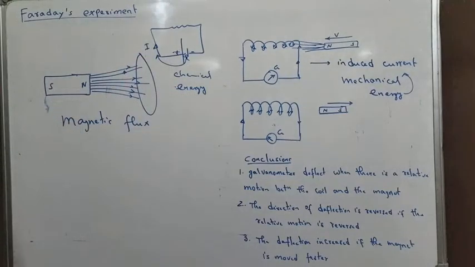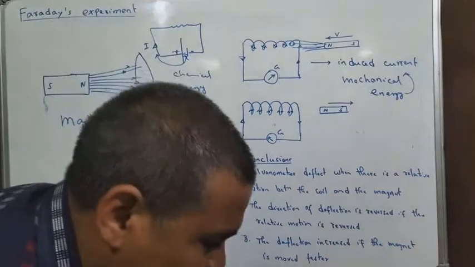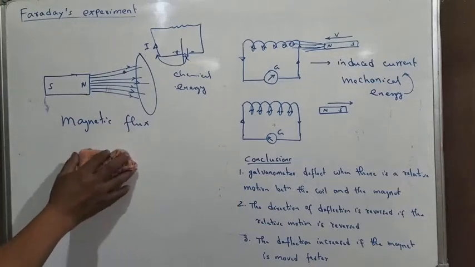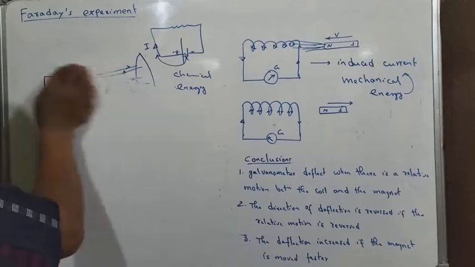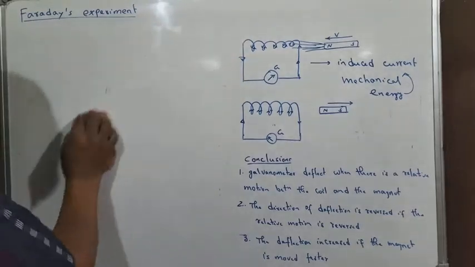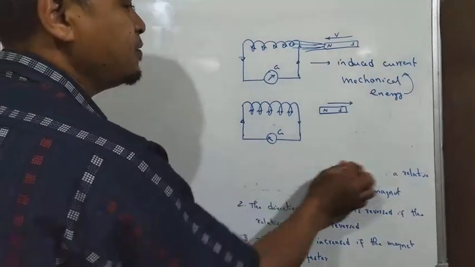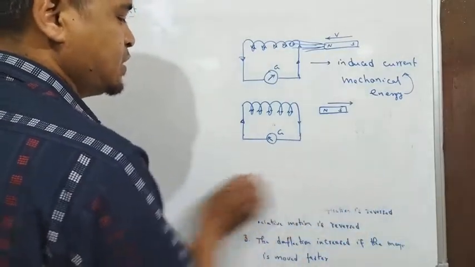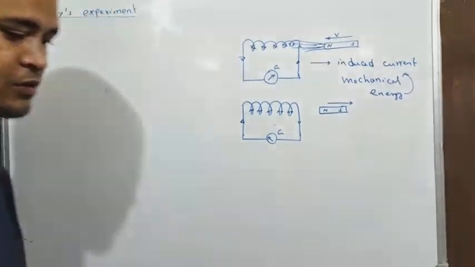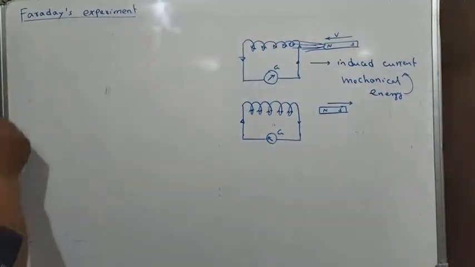Okay, so these are the explanation about Michael Faraday's experiment. Okay, now going ahead with this experiment, Michael Faraday made two laws, and these two laws are very important. Let us see about these two laws of Michael Faraday.